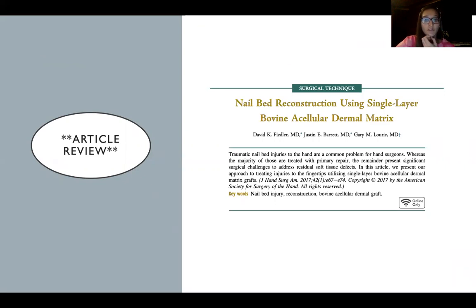So suitable patients are those who sustain nail bed avulsions or crush injuries with loss of the sterile matrix to one or more digits. So this study included a series of patients who sustained severe crush injuries to their fingertips with partial avulsions of the nail beds, and who underwent reconstruction using the single layer bovine acellular dermal matrix grafts.